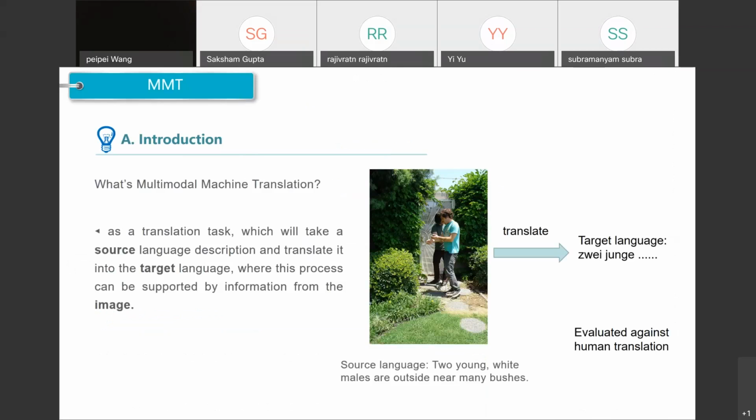So what's multimodal machine translation? It is a translation task which takes a source language description and translates it into a target language, where this process can be supported by information from an image. As this picture shows, the source language and target language are English and German. The results of machine translation are compared with the standard translation by humans.